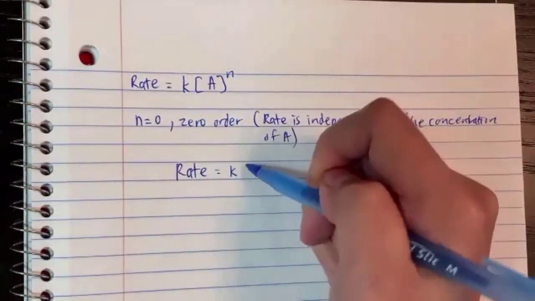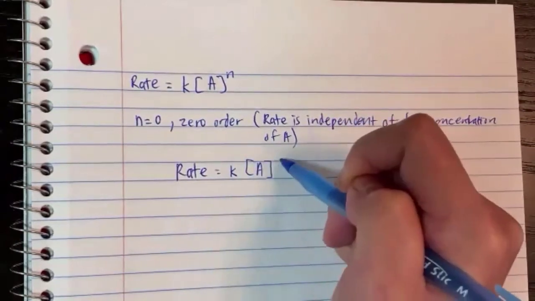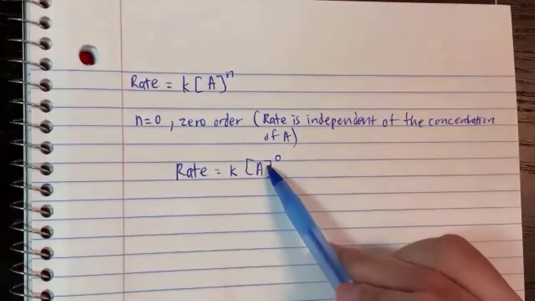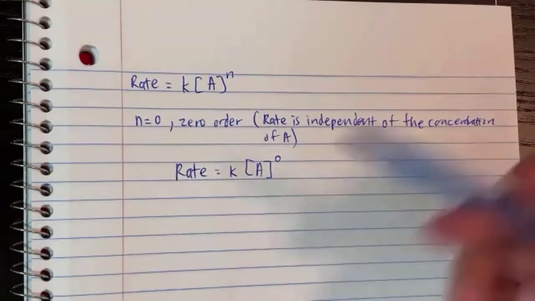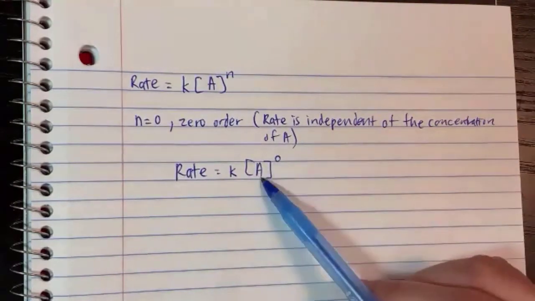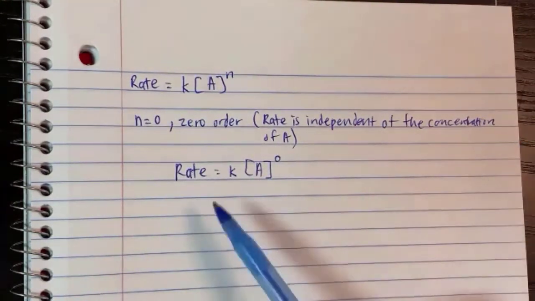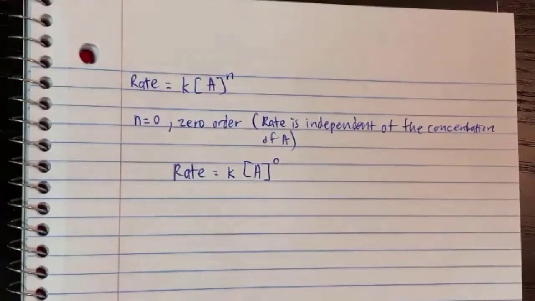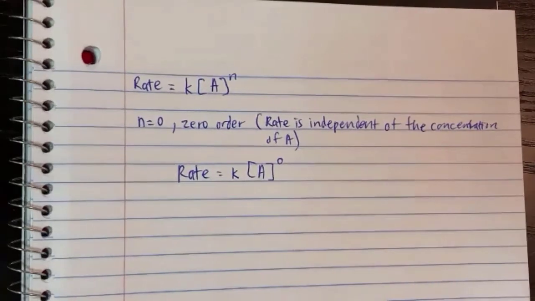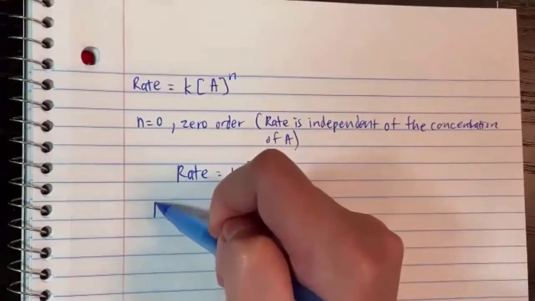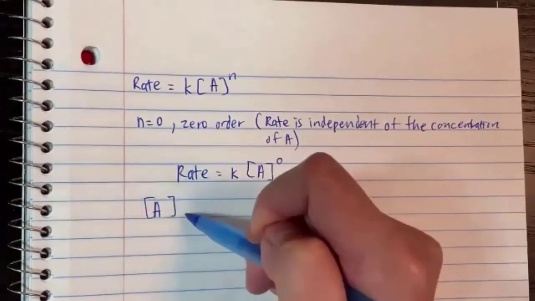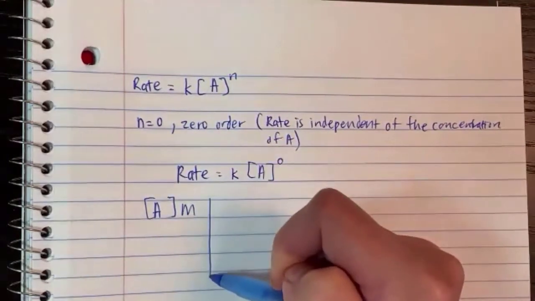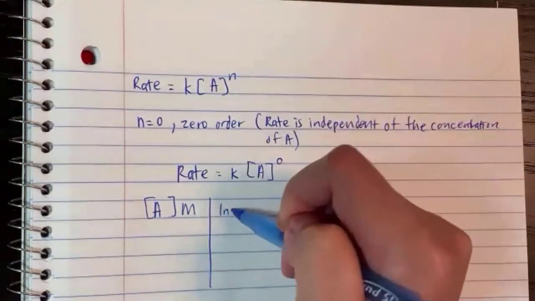That equals the rate constant times A's concentration to the power of 0. So you see, because it's to the power of 0, the concentration here won't affect the rate because it can't. Anything to the power of 0 turns to 1, so the rate is just equal to k at that point. Okay, so that's important.